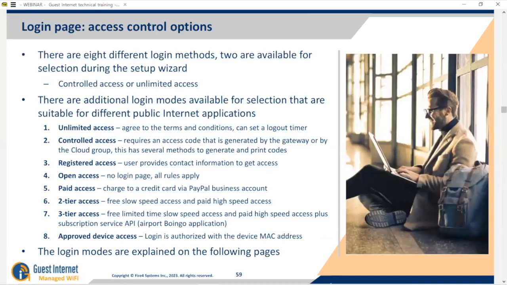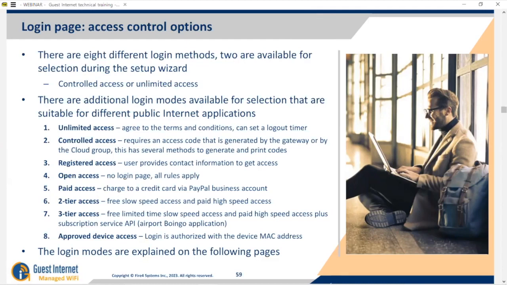There are 8 different login methods, and 2 of them we provide during the setup wizard. These are the controlled and unlimited access. I'll go through these 8 methods. The first one is unlimited access, where the login page shows and there's a button to agree to the terms and conditions. Next, we have controlled access, where the login page opens a box that requires the entry of a code in order to get access to the internet. And we have different methods of generating these codes.